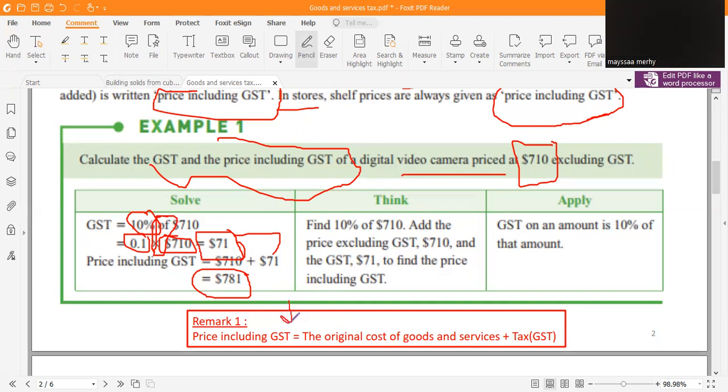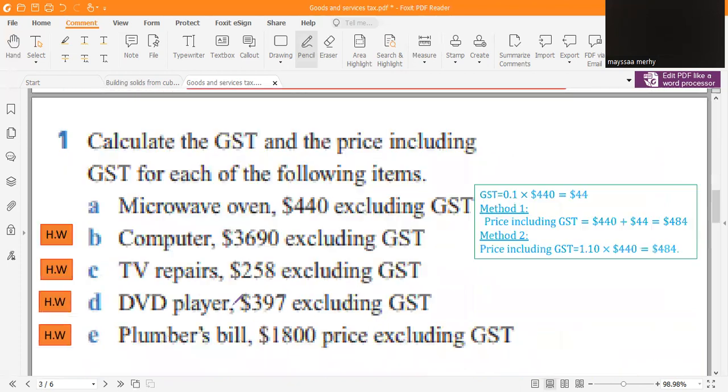Easy, you can see these steps using this remark. Price including GST, by definition, is the price excluding GST plus the tax, the goods and services tax. How do we calculate the goods and services tax and the price including GST?